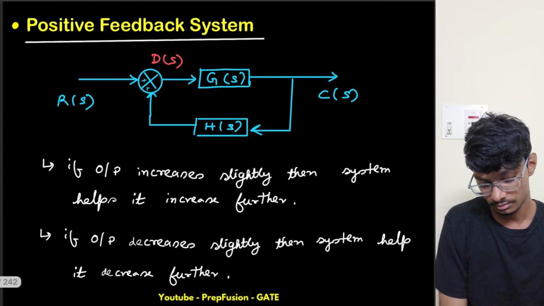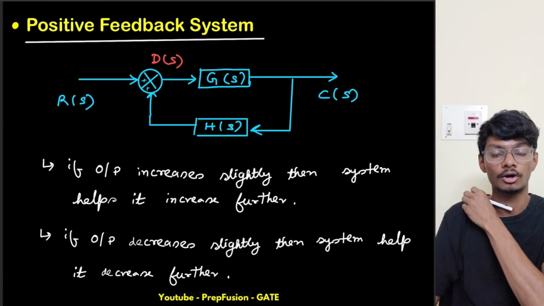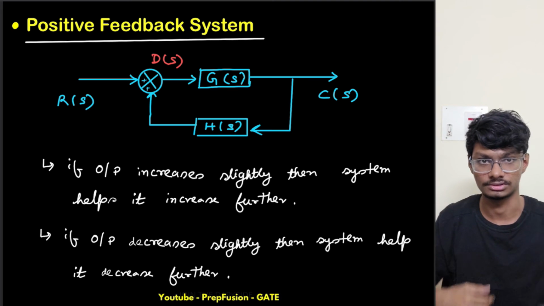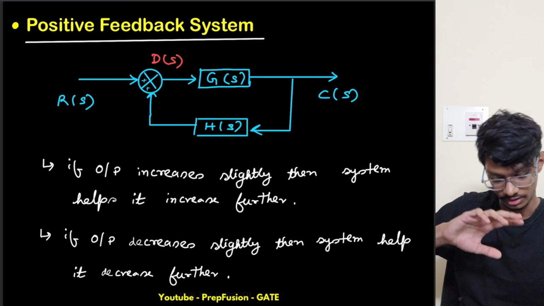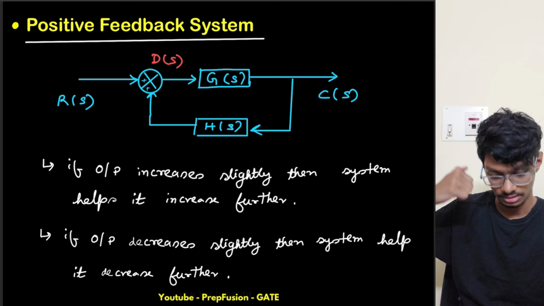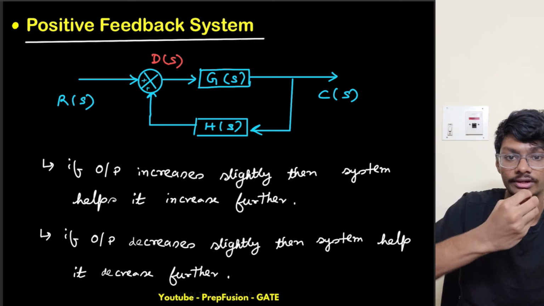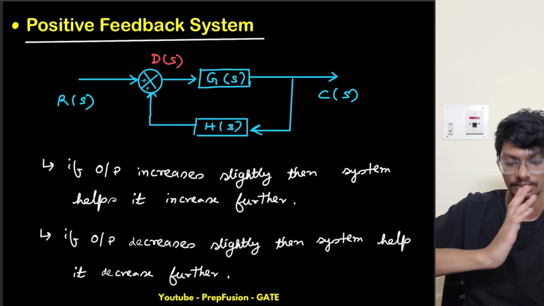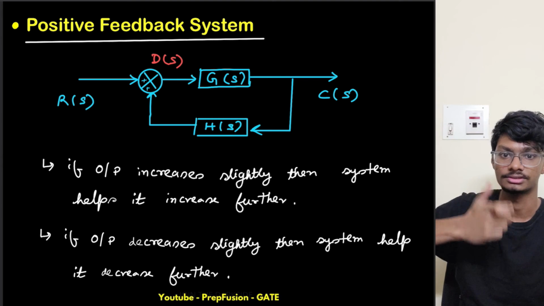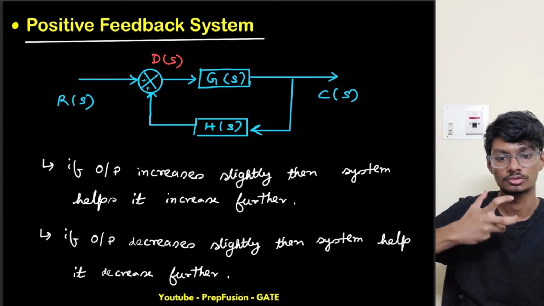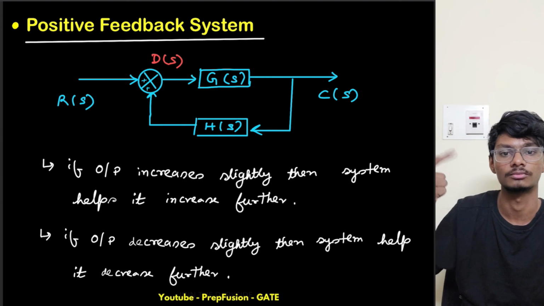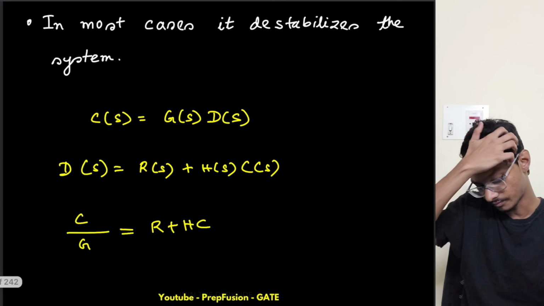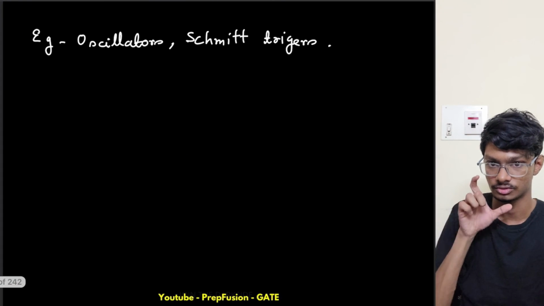Then, what does a positive feedback system do? If the output increases slightly, the system will help it to increase further, and if it decreases slightly, the system will help it to decrease further. So it is a regenerative thing. It gives it more energy. Then we derived the transfer function. These things you need to remember.